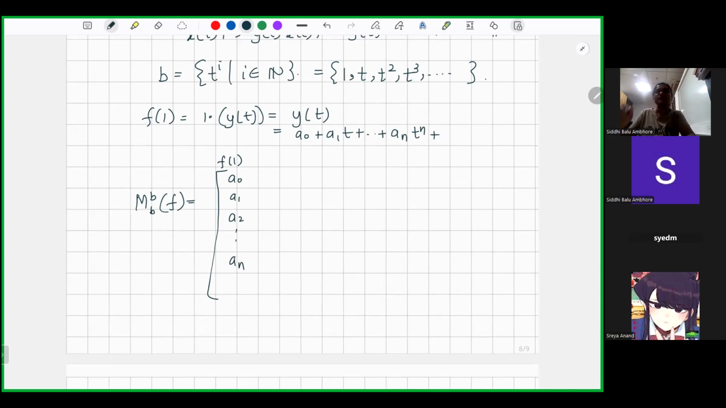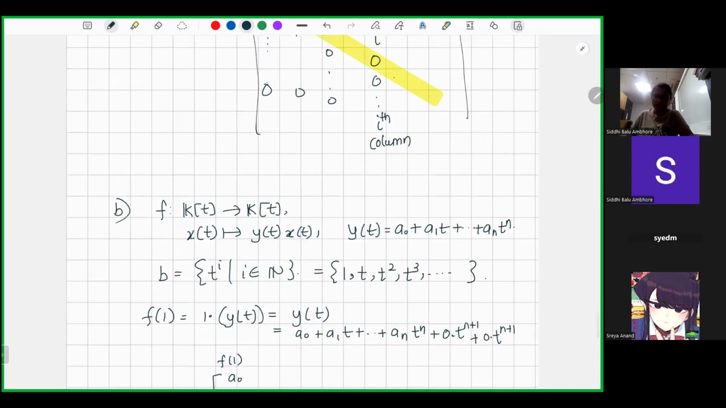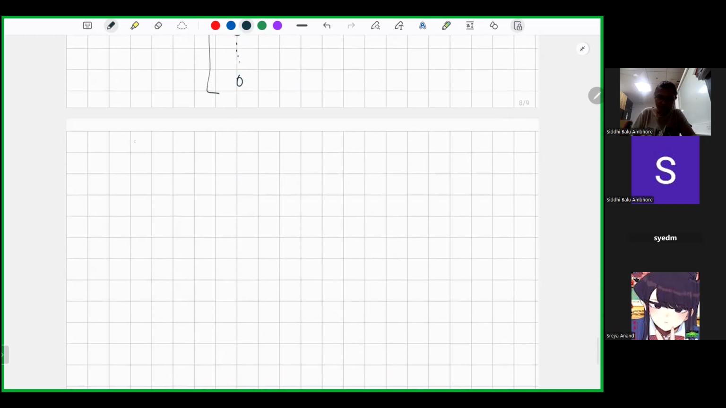And note that this is an infinite basis. So after this, it is t power n 0, t power n plus 1. Okay, so it goes till an, and after that, it becomes 0. I hope this is clear because my basis is infinite. It is for any n. And now the second one. And now f of t.